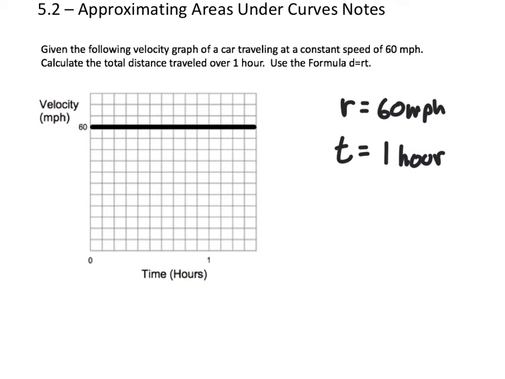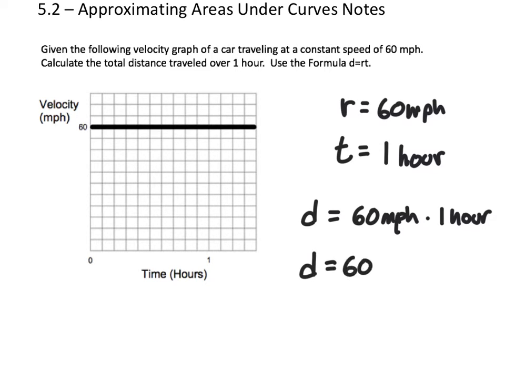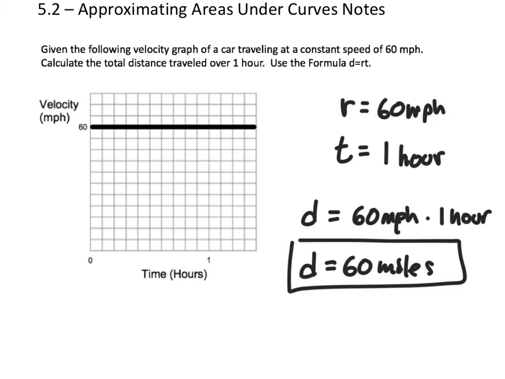And so if we take the total distance that we're traveling, that's going to equal the rate, which is 60 miles per hour, times 1 hour. And so what we end up getting here is a total distance of 60 miles. That's something that we've been doing for a while. You've seen it in science class. You've probably seen it in a math class before this.